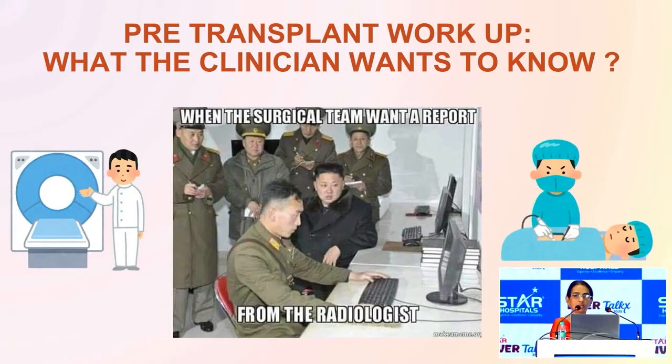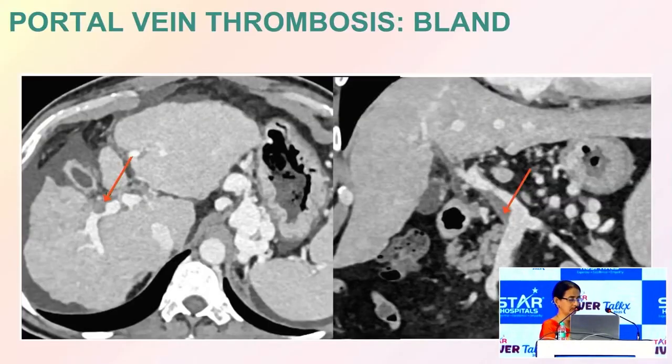I hope this is not the case when the surgical team walks into radiology to ask for a report. But there are specific things that the radiologist should be aware of and should mention. And these are the things that the clinician is looking for. So first thing is the portal vein. Patency of the portal vein, are the branches patent?